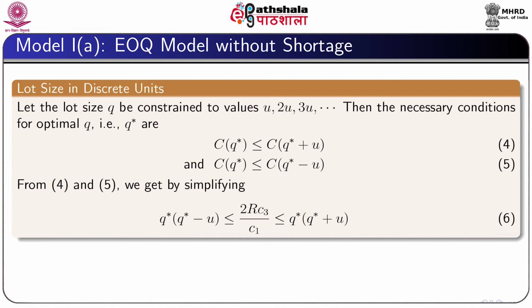Now, we extend the model for the case of discrete units. If the lot size is in discrete units, then the formula which we have already derived cannot be used to find the optimal solution. In that case, if we assume that the lot size q is constrained to values u, 2u, 3u and so on, then the necessary conditions for optimum of q, that is q star, are C(q star) is less than or equal to C(q star plus u), and C(q star) is less than or equal to C(q star minus u). From equations 4 and 5, if we simplify, then we get a relation in the form given in 6. That means we can find the optimal order quantity by satisfying relation 6.